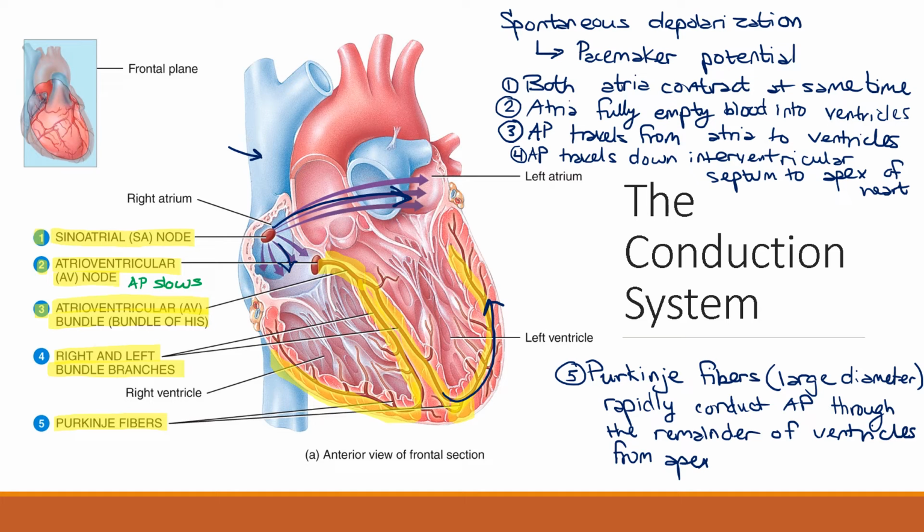Once the action potential propagates through these Purkinje fibers, the entire ventricles contract, pushing the blood upward towards those semilunar valves. So when the ventricles contract, it pushes blood up to the semilunar valves. So this is essentially how an action potential propagates through the entire heart to initially get the atria to contract, and then down here to get the ventricles to contract.